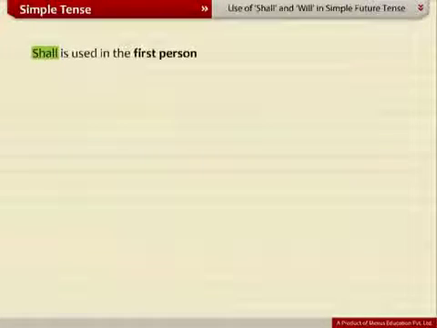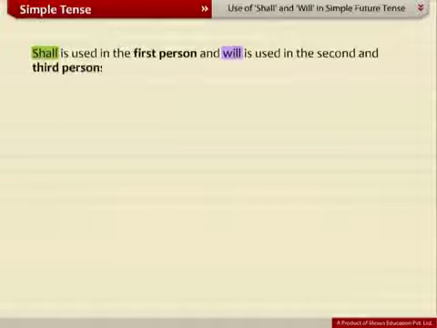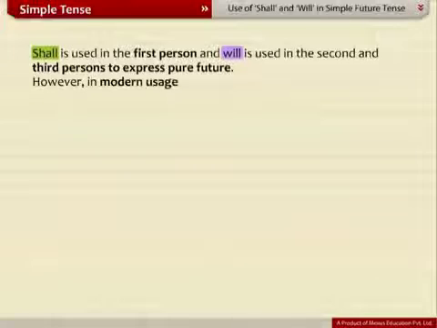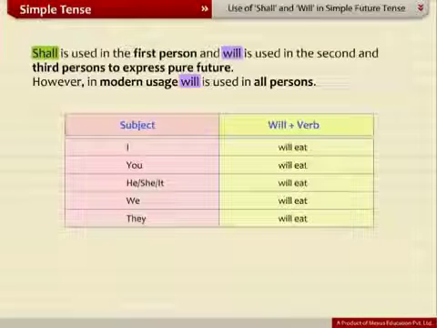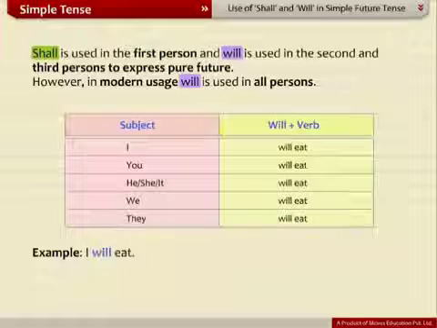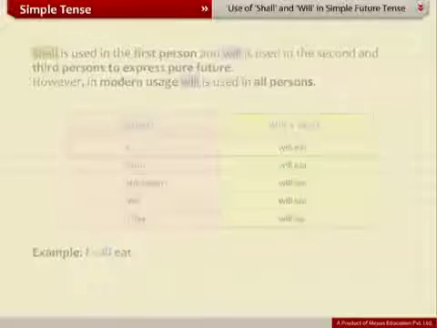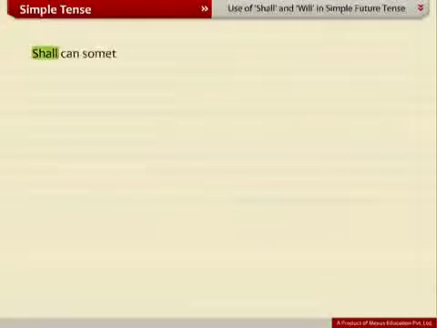Shall is used in the first person and will is used in the second and third persons to express pure future. However, in modern usage, will is used in all persons. Table: subject, will plus verb. Example: I will eat.